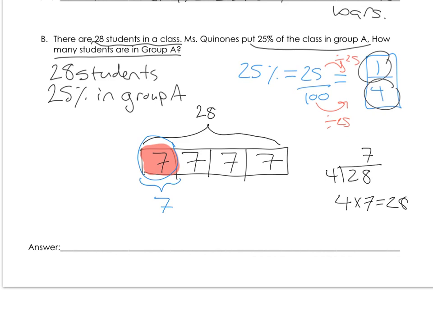So let's answer the question directly. How many students are in Group A? There are 7 students in Group A.